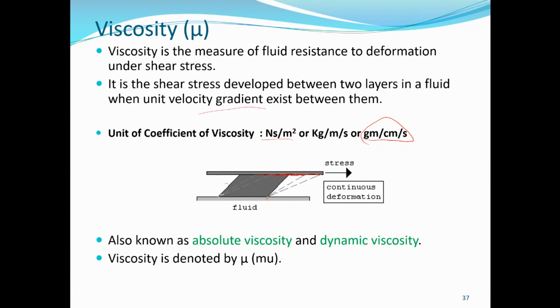It is also known as absolute viscosity and dynamic viscosity. I will explain this as well. Absolute viscosity is dynamic viscosity. We have the other one, which is kinematic viscosity. It is denoted by the letter mu.